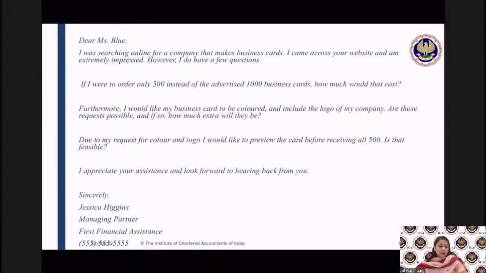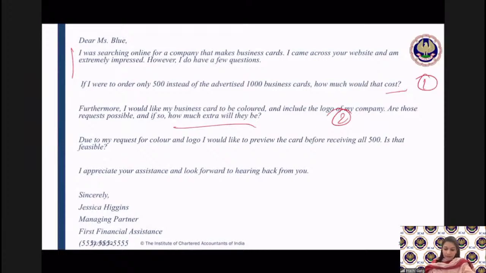Now, in the first paragraph, the writer, the sender, introduces himself and basically talks about where he got to know about this person. The next paragraph is, if I were to order only 500 instead of the advertised 1,000 business cards, how much would that cost? Now, this is the first query. Furthermore, I would like my business cards to be colored and include the logo of my company. Are those requests possible? If so, how much extra will they be?